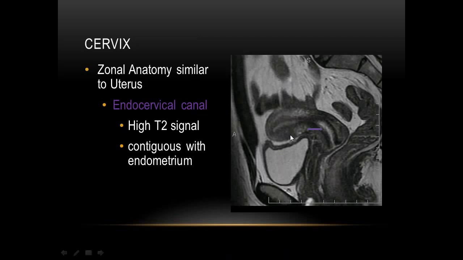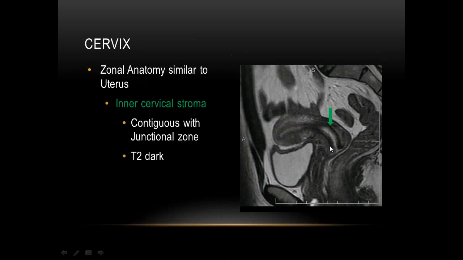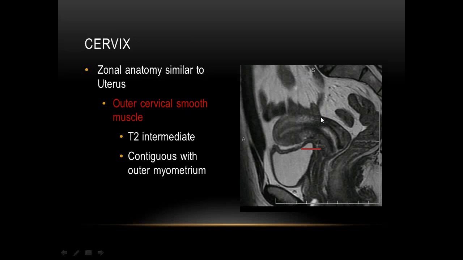The endocervical canal here is T2 bright and is contiguous with the endometrium. The inner cervical stroma is T2 dark and it's contiguous with the junctional zone. The outer cervical smooth muscle is T2 intermediate. It is contiguous with the myometrium.